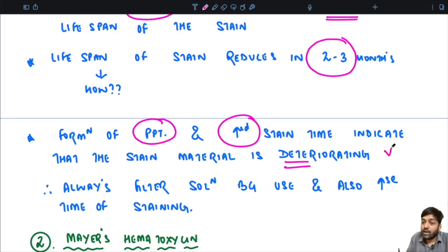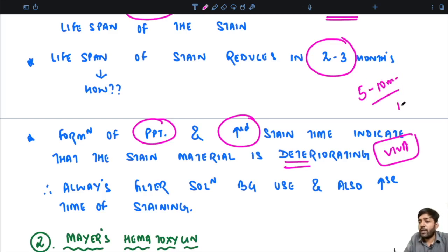So this is a very important viva question. Your examiner might ask you how do you know whether your H and E stain is proper or not? So if excess amount of precipitates are forming on your particular slide, or if the time which is required for staining the slide is increasing. So for example, initially you had to keep for 5 to 10 minutes in this range. Now you have to keep for 15 to 20 minutes. That means the lifespan of this particular hematoxylin is reducing and it is time to change that particular hematoxylin solution.